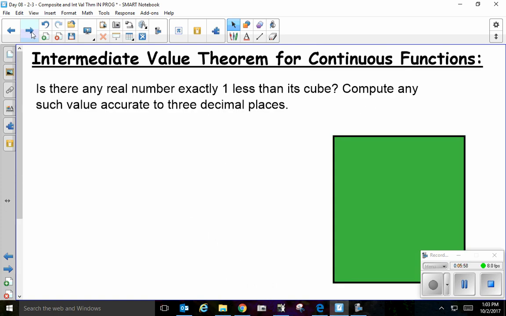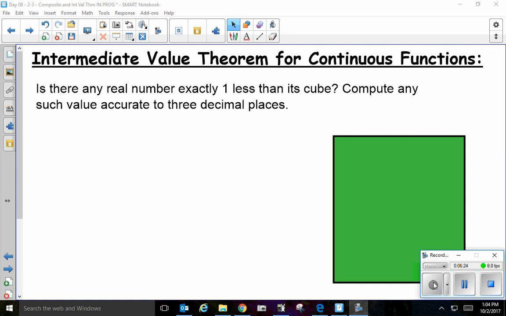Now let's do some basic algebra, because this is what makes you guys feel comfortable. This is your home base here. So let's do algebra. Is there any real number that is exactly 1 less than its cube? Compute any such value accurate to 3 decimal places.